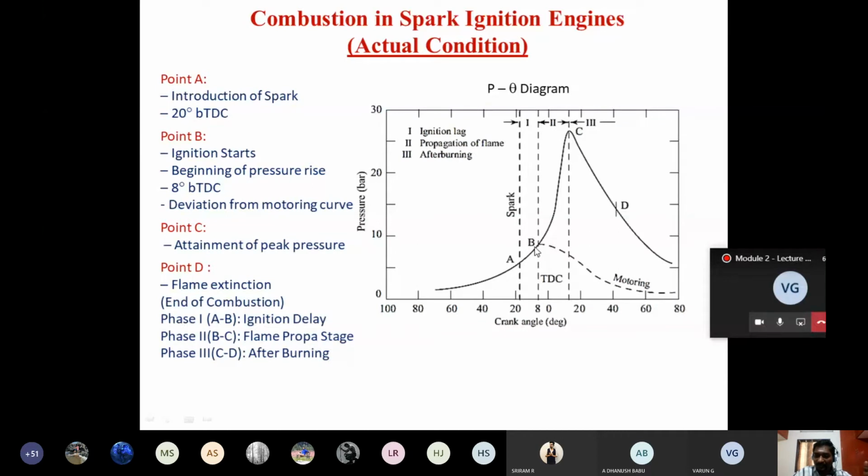If you don't introduce the spark, then this is the maximum pressure that is reached inside the engine cylinder, right? At TDC, you'll have the maximum pressure. After this, only if a spark is not introduced, whatever air-fuel mixture is present inside the engine cylinder is going to undergo expansion. When it expands, the pressure is going to decrease, right? So this curve, we call it the motoring curve, without introducing the spark plug, if you are going to operate the engine cylinder.